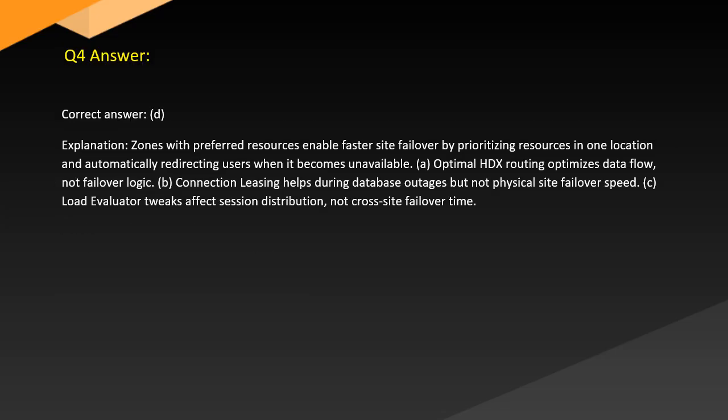Answer. Correct answer: D. Explanation. Zones with preferred resources enable faster site failover by prioritizing resources in one location and automatically redirecting users when it becomes unavailable. A. Optimal HDX routing optimizes data flow, not failover logic. B. Connection leasing helps during database outages, but not physical site failover speed. C. Load evaluator tweaks affect session distribution, not cross-site failover time.